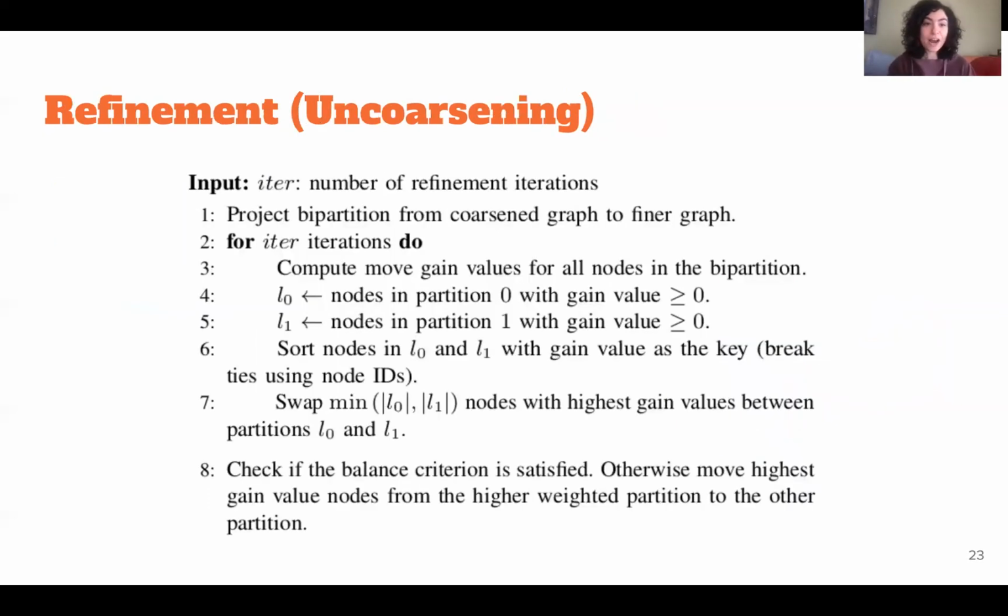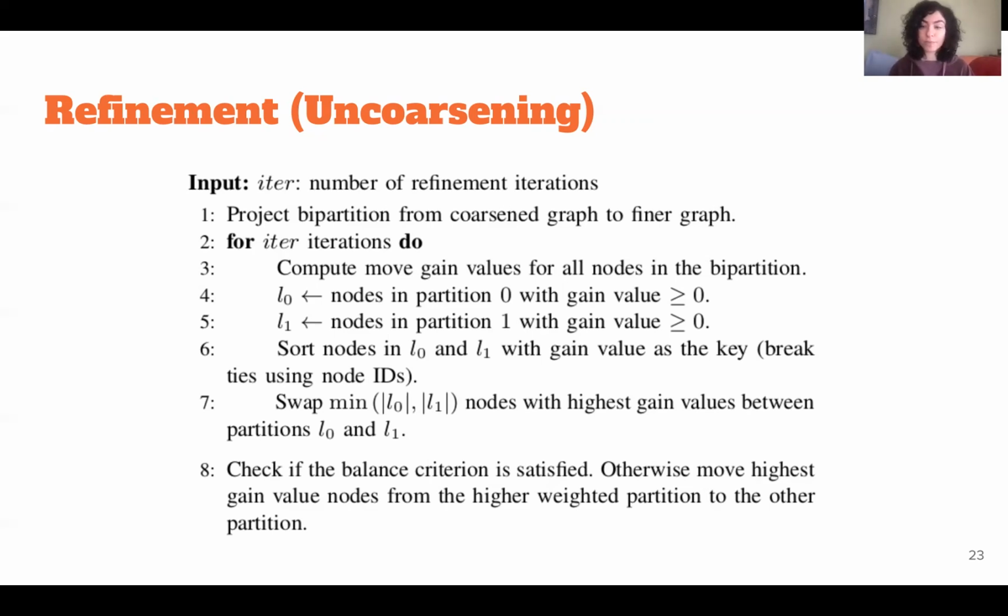Now let's look at our refinement algorithm. The refinement algorithm is an iterative algorithm, and in each step, we project the bipartition of the coarser graph to a finer graph. For each iteration of the refinement, we first compute the gain value for all the nodes in our bipartition, and we create 2 sets, L0 and L1. L0 contains all the nodes in partition 0 that have gain value larger than 0. L1 contains all the nodes in partition 1 that have gain value larger than 0.